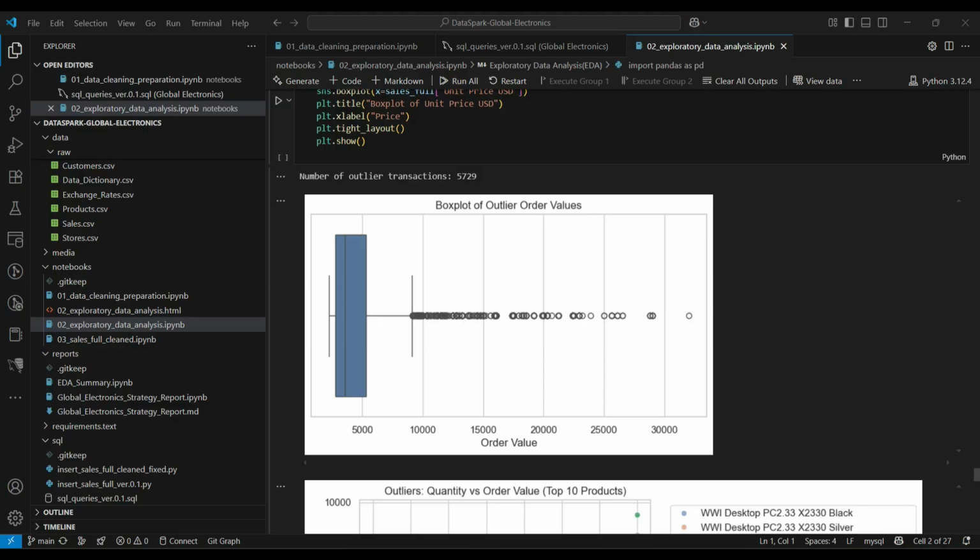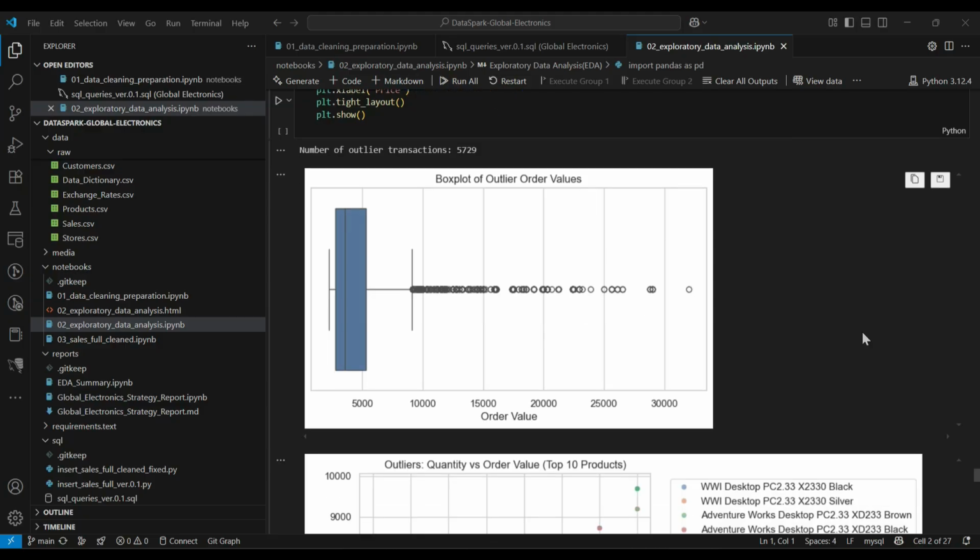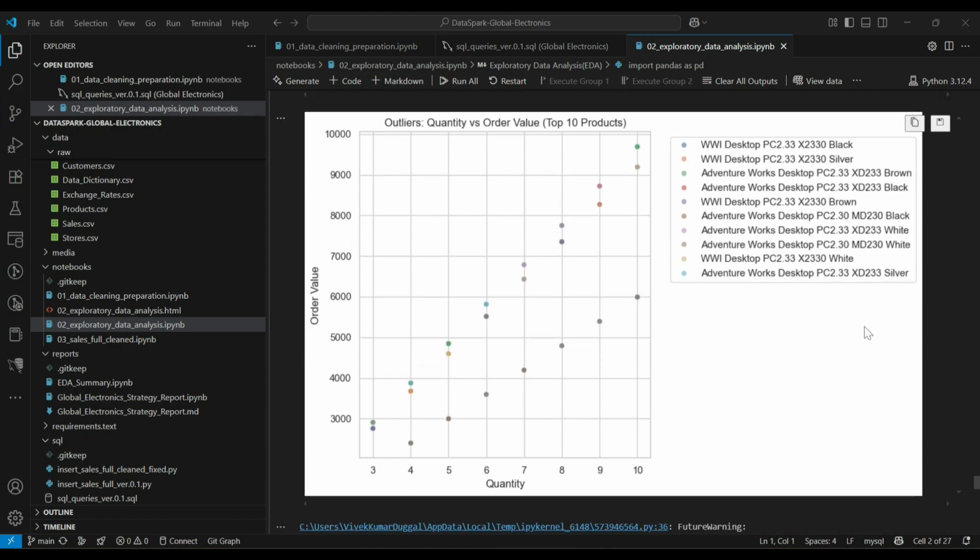Here is a detailed interpretation of the outliers analysis plots. Box plot of outlier order values. Insight: the majority of order values are concentrated below $10,000, but a significant number of high value outliers stretch beyond $30,000. Interpretation: long right tail confirms extreme high value transactions. These are legitimate business outliers, not data errors. Actionable insight: monitor these transactions separately. Often high priority clients or bulk orders could indicate opportunities for B2B segmentation or VIP loyalty program.